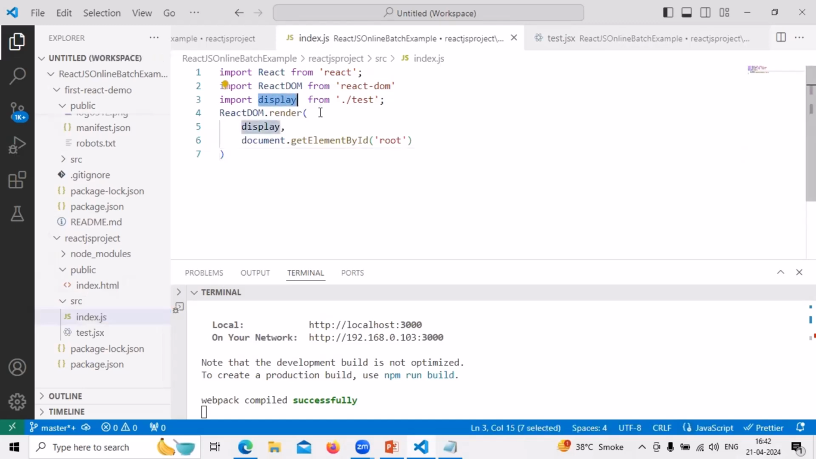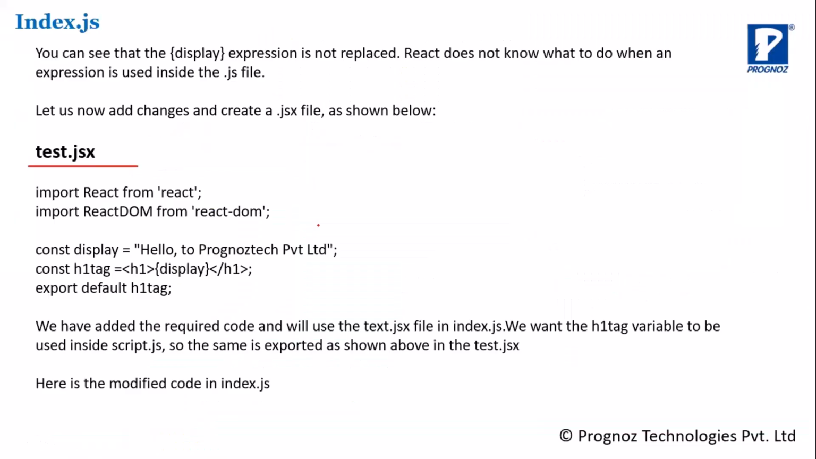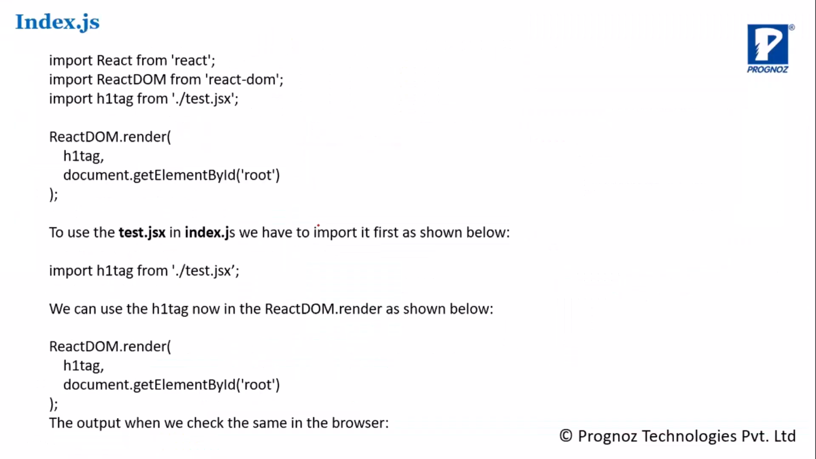The variable you have exported, the same variable you will have to import. So you have to import that component from which file? That is nothing but the test.jsx file, and then you have to pass that component name or variable name within the render method. You need to pass it. So we did it. Okay, so this concept.